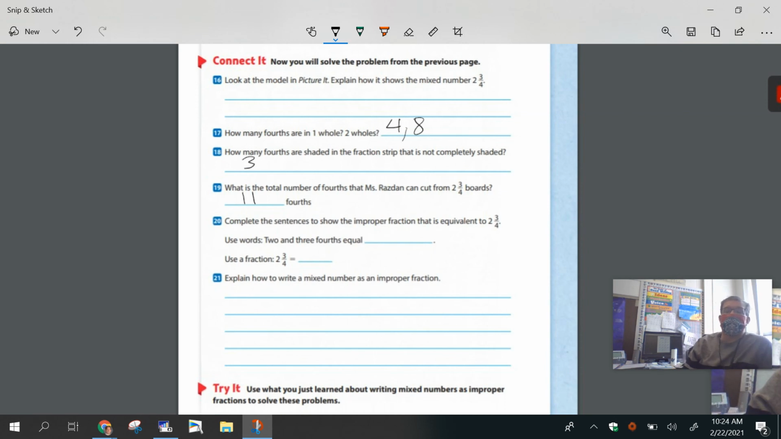Complete the sentence to show the improper fraction that is equivalent to 2 3/4. Use words: 2 3/4 equals. Just look, we did it together, and Emerson just told us the answer. The answer is right here, improper fraction. But use words. Write that using just words and not numbers. Okay? Words and not numbers.